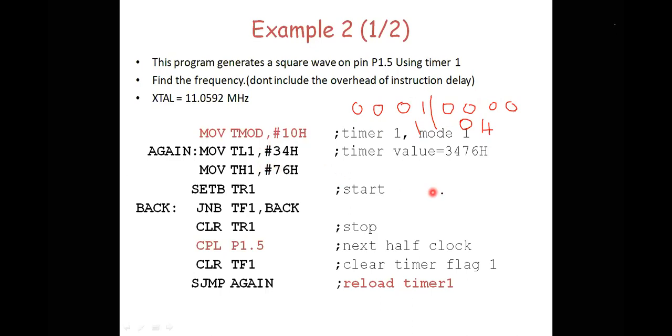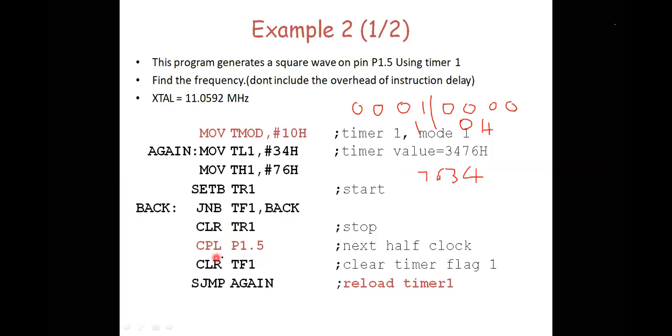And you are initializing TL1 with 34, TH1 with 76. Here there is a mistake. 7634 is the TH and TL value. And you have to start the timer. Jump if not equal to bit: when TF1 is 0, the timer keeps running. When TF1 becomes 1, it will come out of the loop. You have to clear TR1, you have to stop the timer.